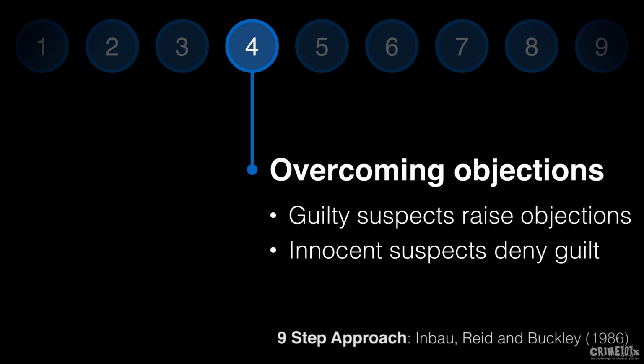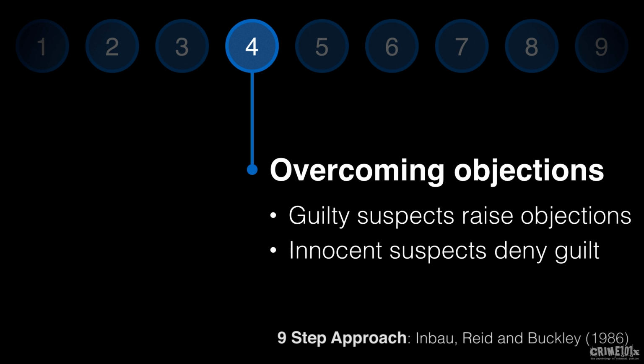The fourth step is overcoming objections to the charges. Guilty suspects will raise objections, and the aim of the interrogator is to overcome these by showing understanding but returning to theme development. Once the suspect sees that their objections are ineffective, they should become uncertain and withdraw. Innocent suspects should simply continue with their denials.